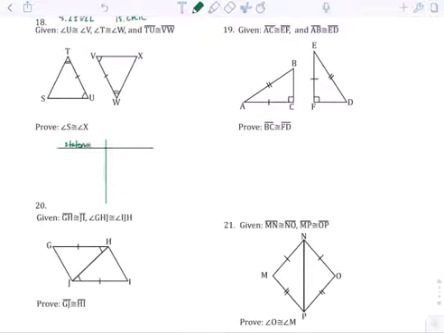Statements. Reasons. Okay, so statement, right? I'm just gonna write all of our given stuff, you guys.